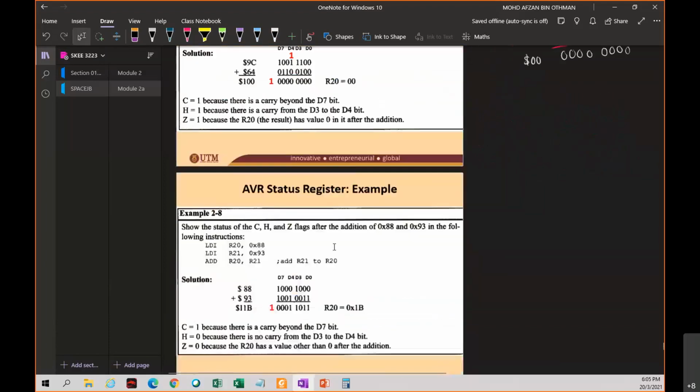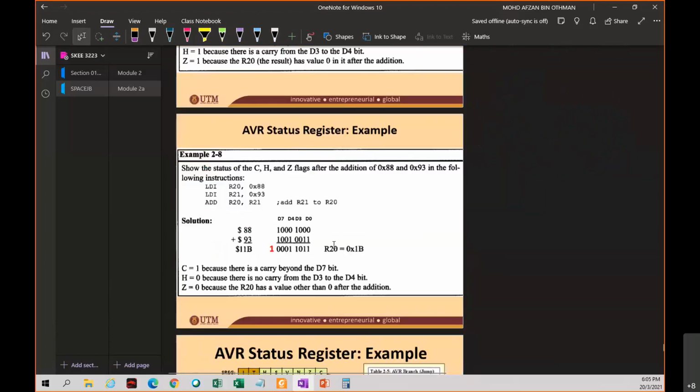Okay, and the last one here is, show the status of the C, H, and Z flag after the addition of the following instruction. Okay, again, kamu ada R20 sama dengan 88, R21 sama dengan 93, and you're going to find out what are the H, C, and Z flag after you execute the last line here, ADD R20, R21.